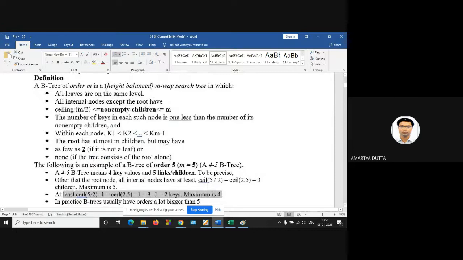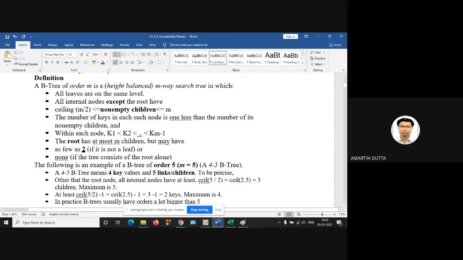So the definition is that all leaves are on the same level. All internal nodes except the root have at least ceiling of m by 2 and at most m non-empty children. So the maximum is m, and the minimum is ceiling of m by 2 for all internal nodes. And the number of keys in such a node is 1 less than the number of its non-empty children.